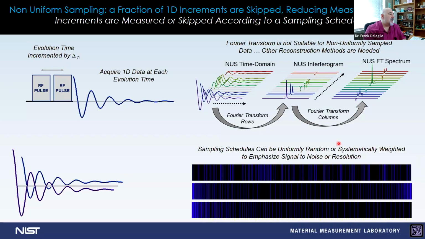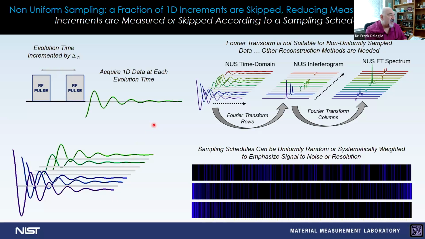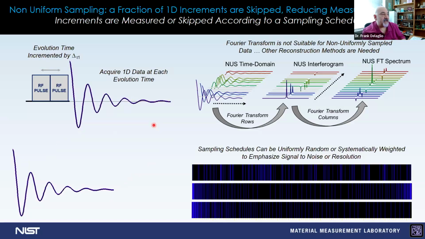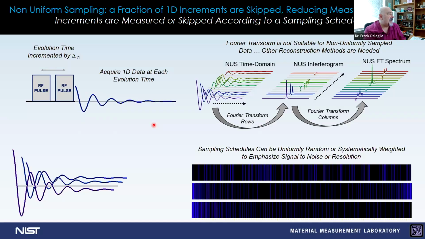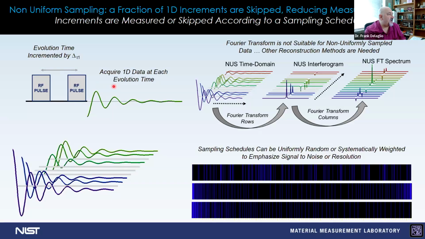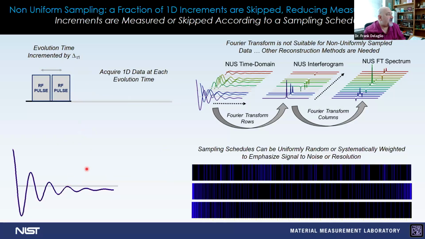Now, in our multidimensional experiment, we acquire a series of 1D measurements as we've described. And so the overall measurement time of the multidimensional experiment depends on how many one-dimensional increments that we measure. And in our conventional scheme, we are systematically incrementing something during the course of the pulse sequence. One simple-minded way to reduce measurement time is simply to skip some fraction of the measurements.